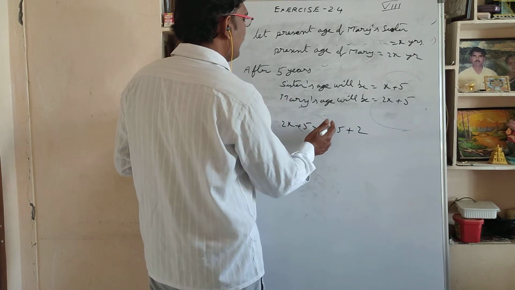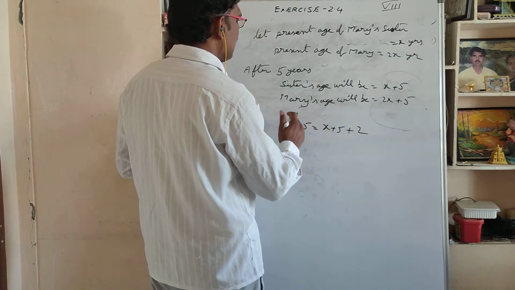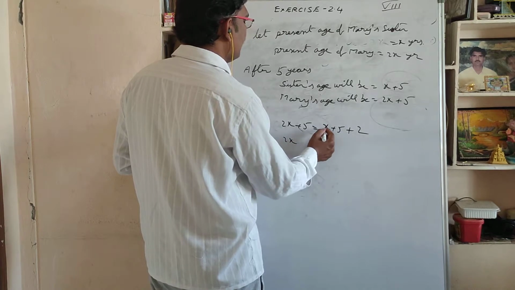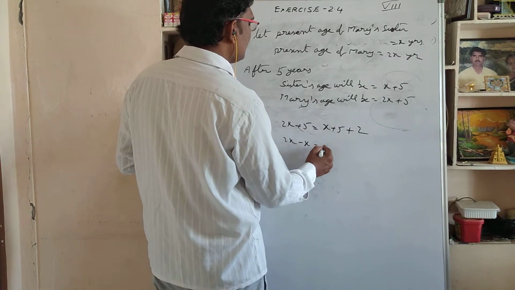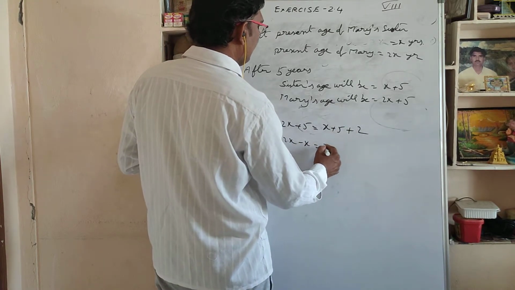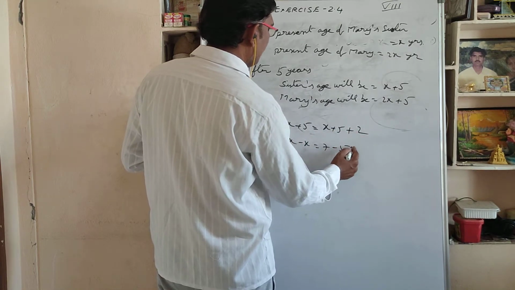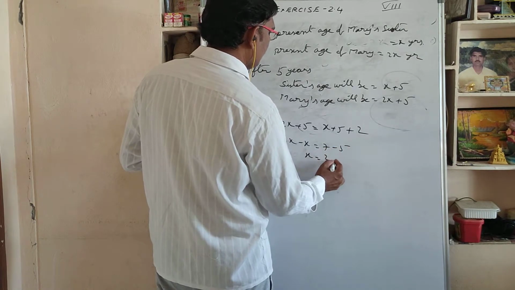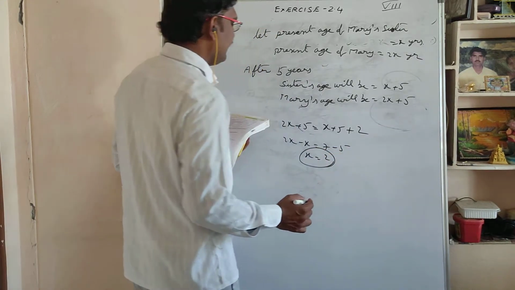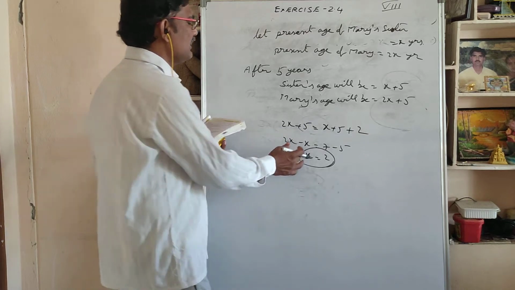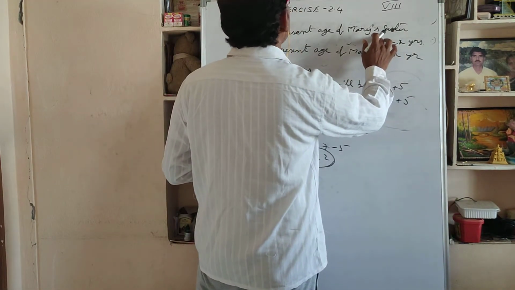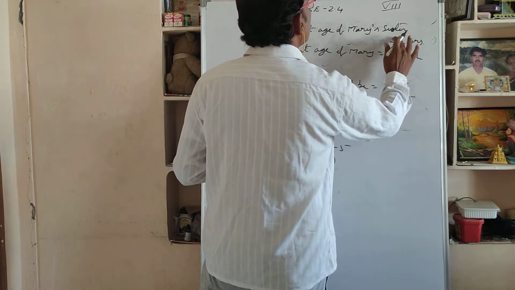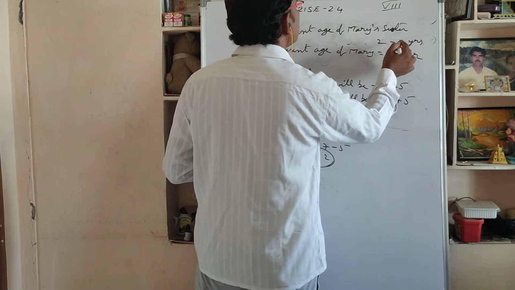Now, bring variables to one side, constant to one side. 2x is there. This plus 5 you have to take this side, minus x. 5 plus 2 is 7. This plus 5 you have to take this side, minus 5. 2x minus x is how much? X is equal to 7 minus 5 is 2. So how much you got here? X is equal to 2. What is x here? Present age of Mary's sister. So present age is 2 years.